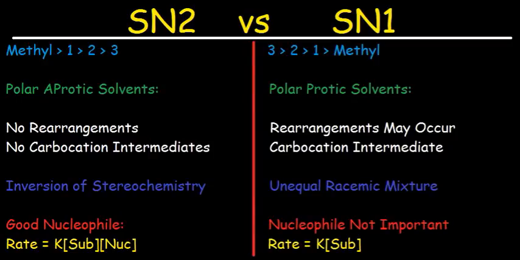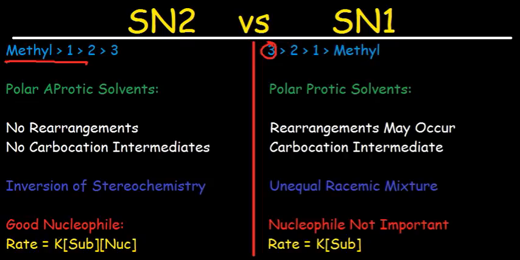In this video, we're going to talk about the difference between an SN2 reaction and an SN1 reaction. So what you need to know is that SN2 reactions work extremely well with methyl substrates. If you have a methyl or primary substrate, which is an alkyl halide, predominantly it's going to be an SN2 reaction. If you have a tertiary substrate, predominantly it's going to be an SN1 reaction.